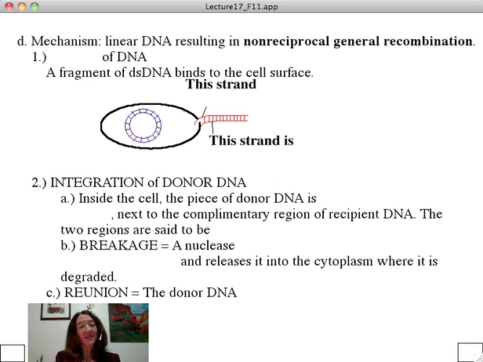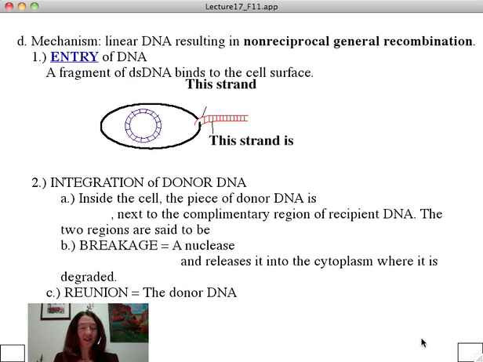Now, when this happens, we know that we've got a cell that's in an environment with a lot of free naked DNA. And the first thing that's going to have to happen is that free naked DNA is going to have to associate with the surface of the recipient cell. And that's what it does. And on the surface of that recipient cell, the next step will be entry into the cell. So the first step of this process is entry, getting that DNA into the cell.